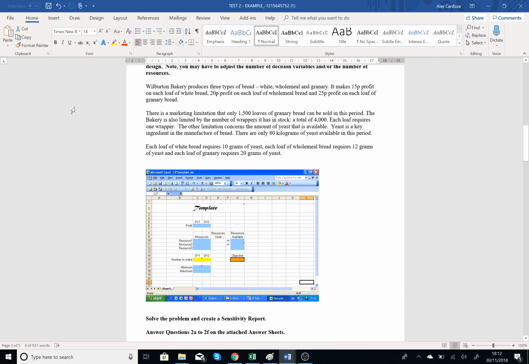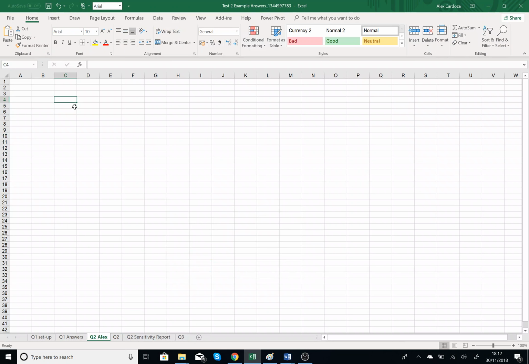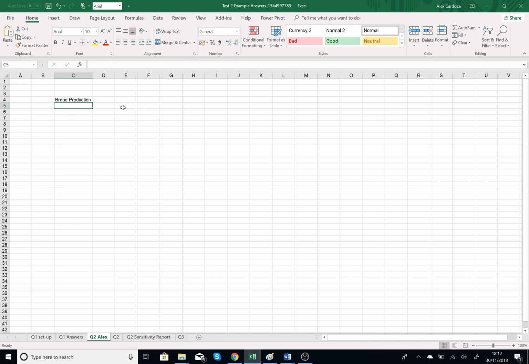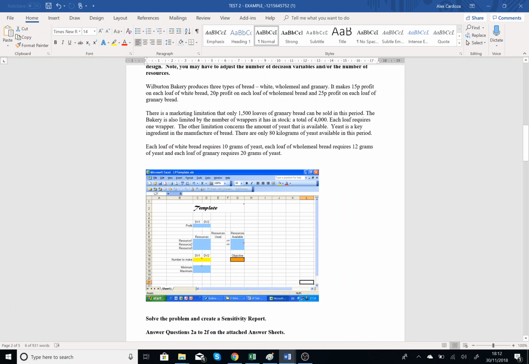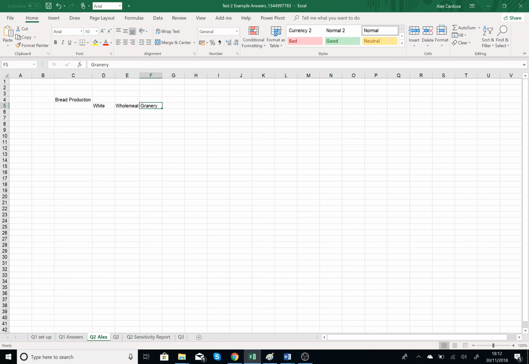So it says Wilburton Bakery produces 3 types of bread: white, wholemeal, granary. So okay, all this bread production. Your white, wholemeal, granary. It's granary, sorry.